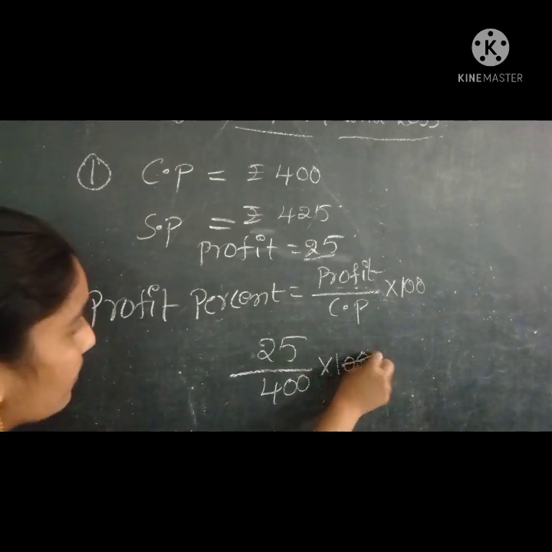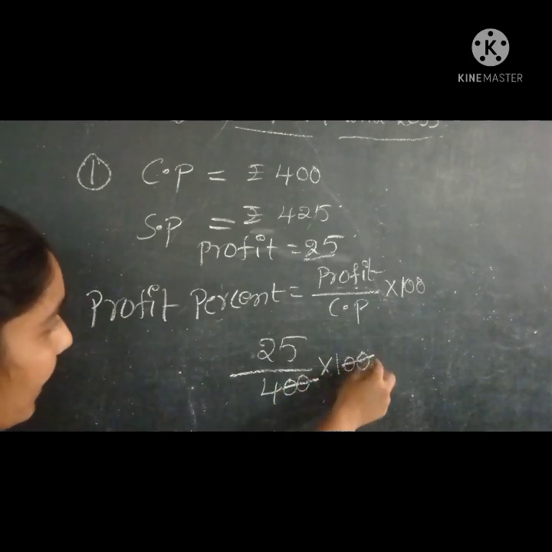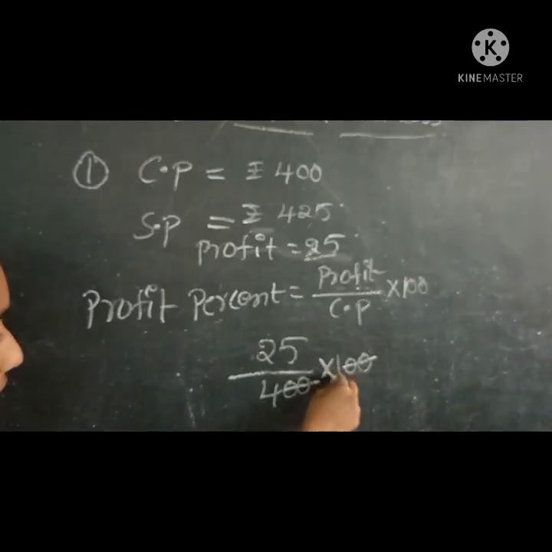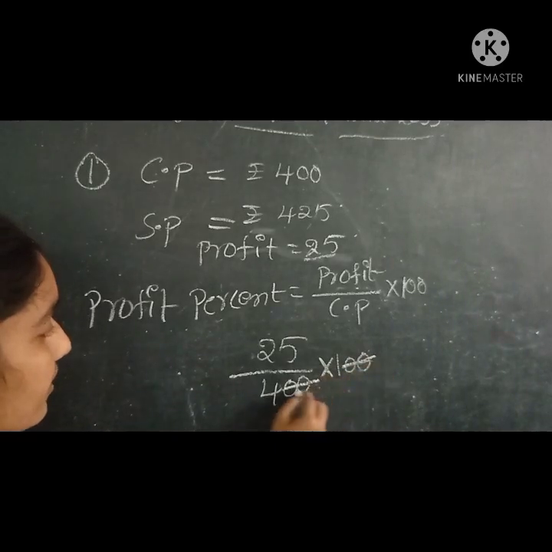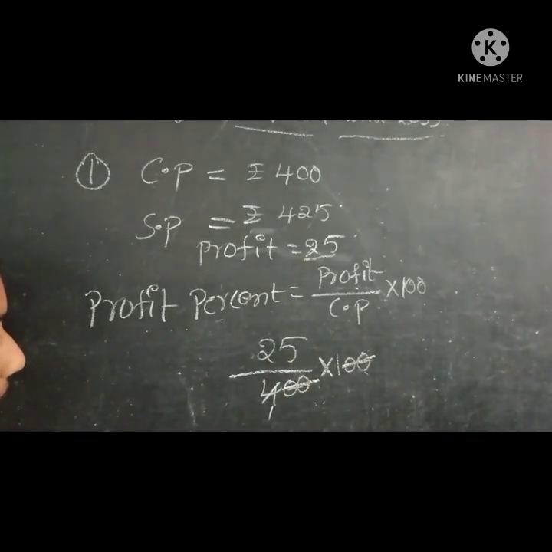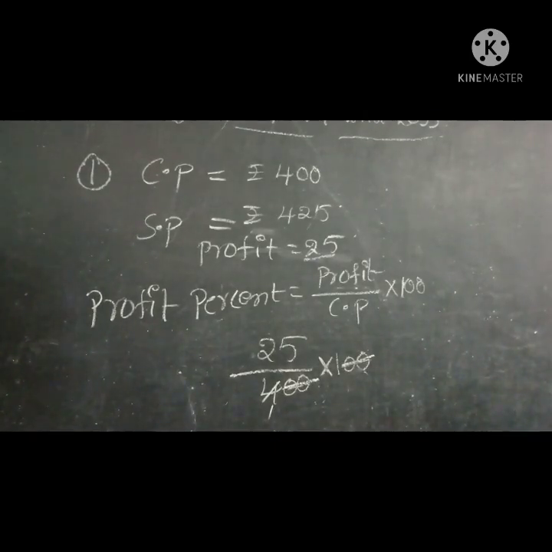So cancel these two zeros. Like this you have to cancel them. This is a product, so we have to cancel these two zeros. Okay, 4 ones are 4. In the 4 table, is 25 there? No, it's not there.